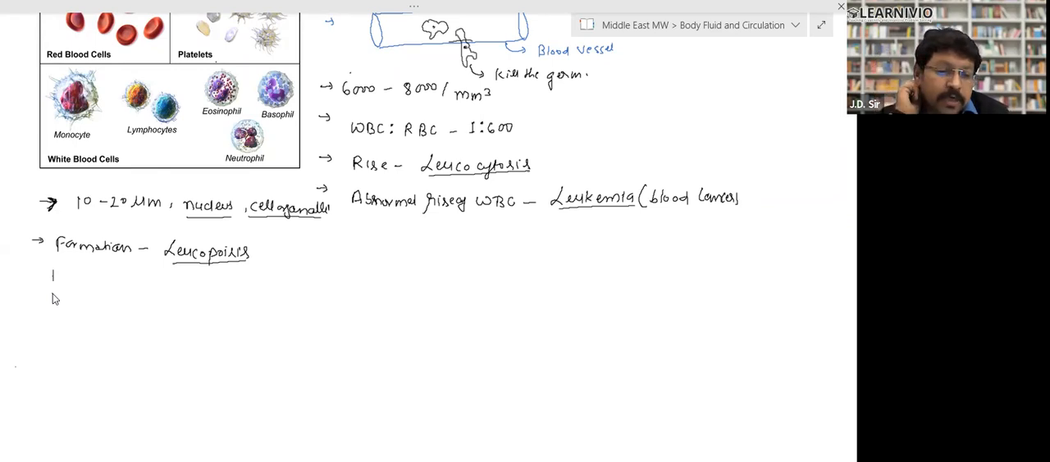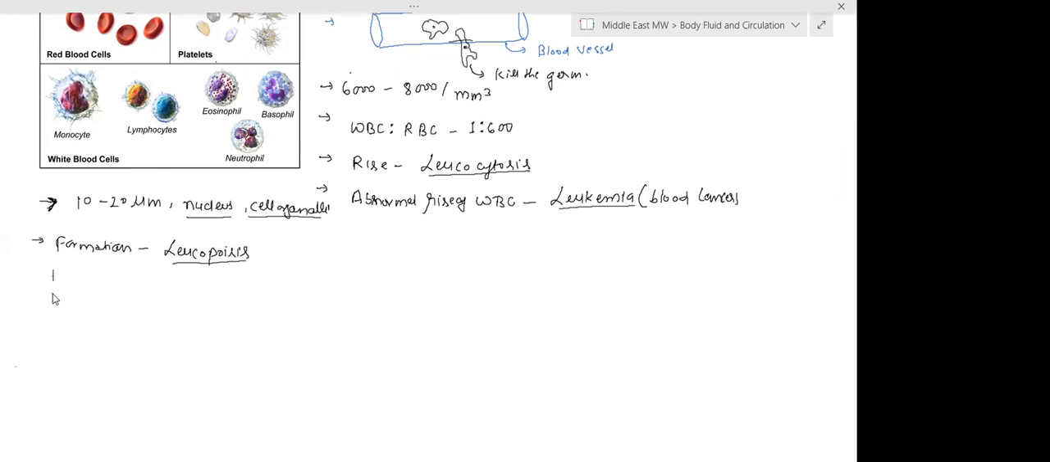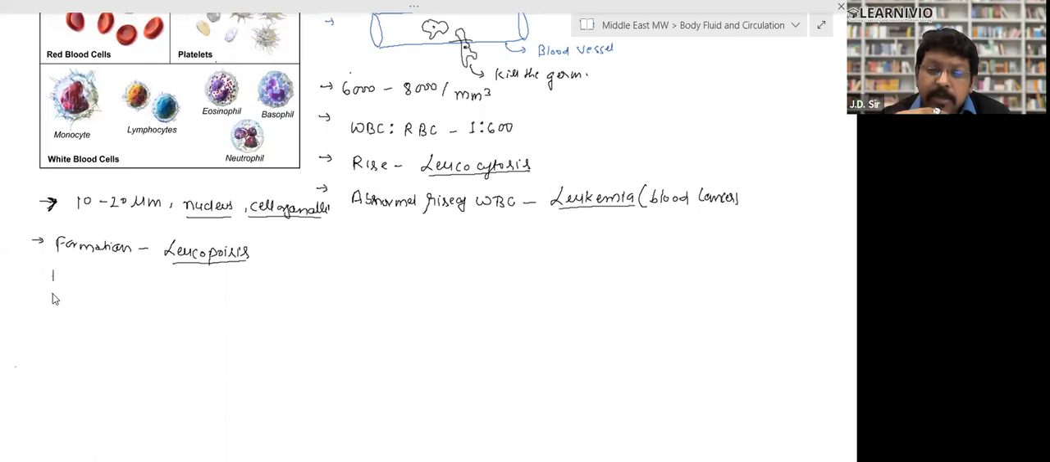Let's now come to the WBC. WBC do have a nucleus, but most of the cell organelles are absent from the WBC. WBC do not have all cell organelles, right? So that's why we do not give them the designation of cell. They are also called corpuscles. Now come to the platelets. Platelets also do not have a nucleus, and cell organelles are missing. That's why we do not give them the status of cell, right?